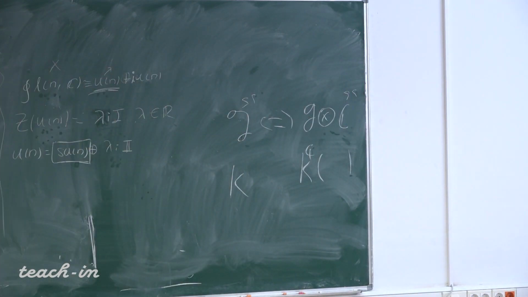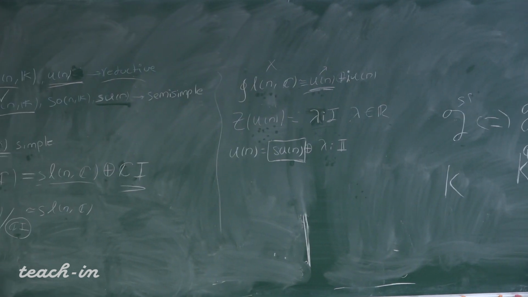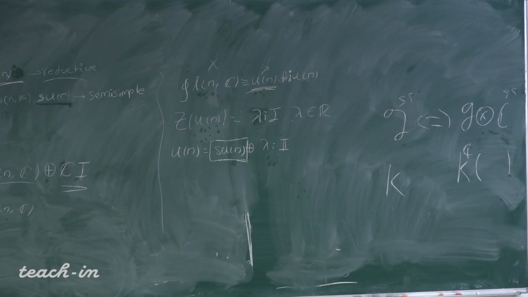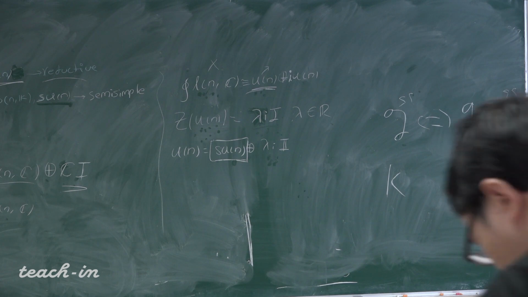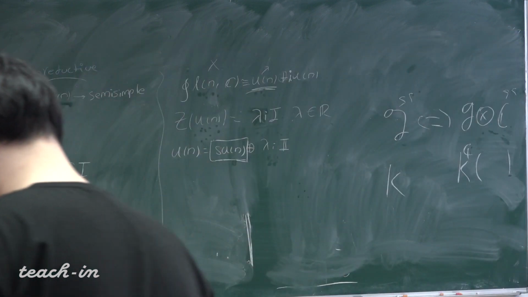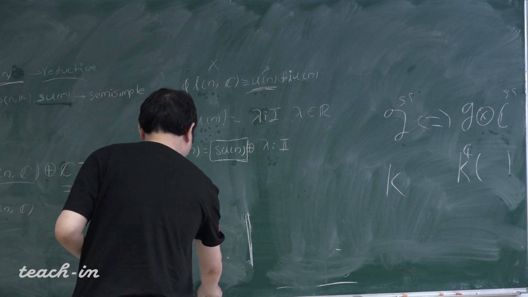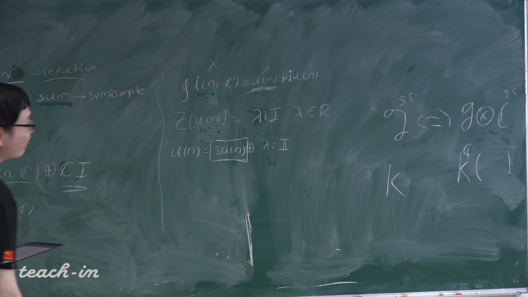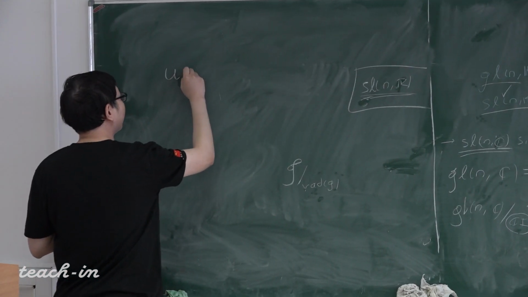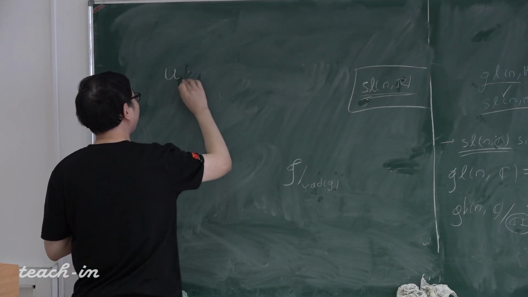This is a good comment, useful. But how do you prove that U_N is reductive, or SU_N is semi-simple? We need just one of two, right? The complexification of SU_N is SL_N C. Ah, okay, yes. That's good.